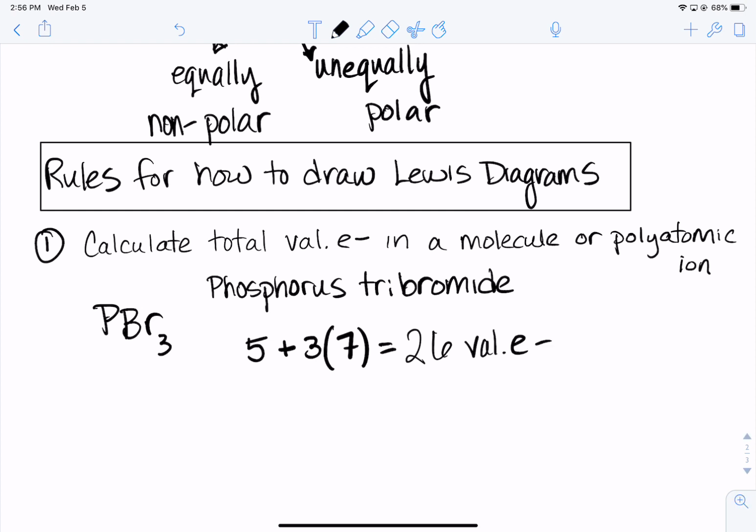If you looked up for even a second, you're probably like, wait, what? Where did those numbers come from? Here, I'll show you. P has 5 valence electrons. That's why we have the 5. The 3 is because we have 3 bromines, so we'll have to multiply the number of valence electrons for bromine, which is 7. Is that helpful to you? The 5 is coming from phosphorus, the 7 is coming from bromine. Because we have 3, we have to multiply it by 3. Grand total 26 valence electrons. All right.